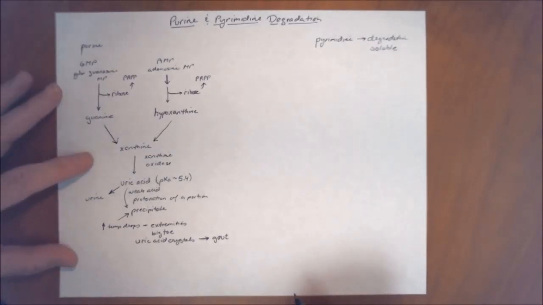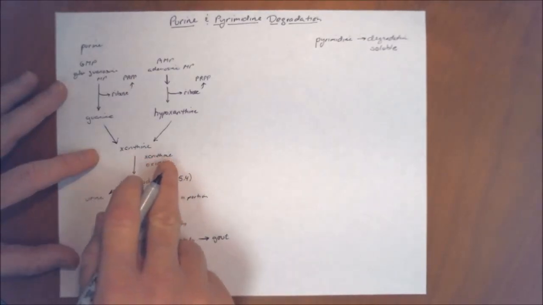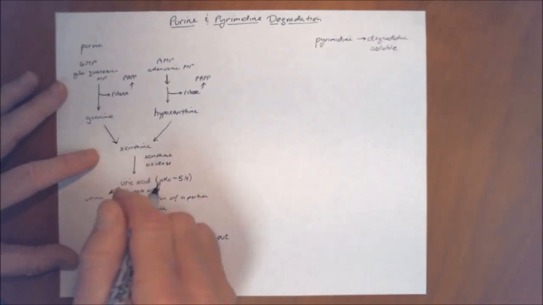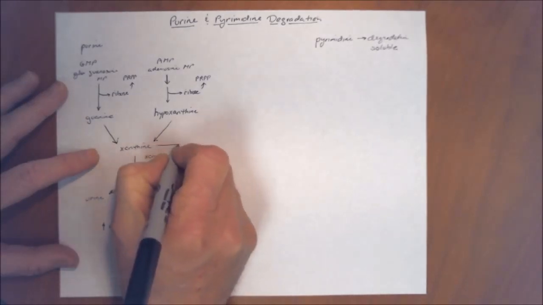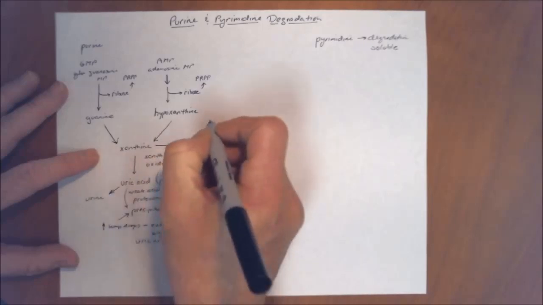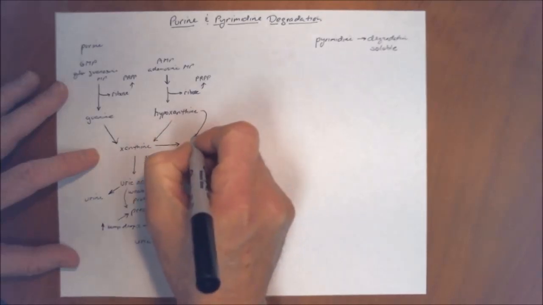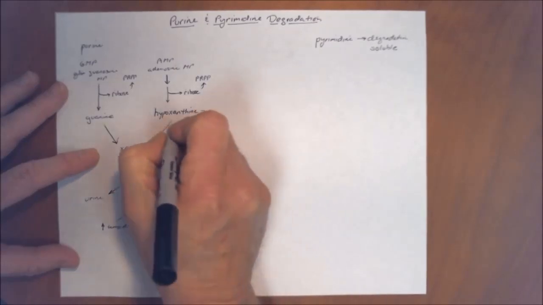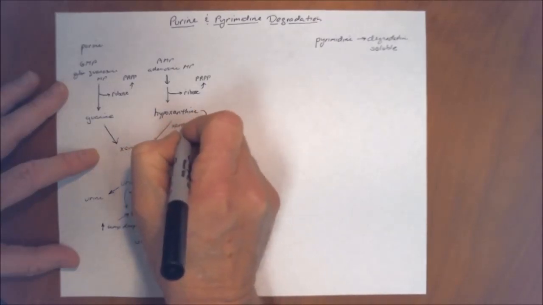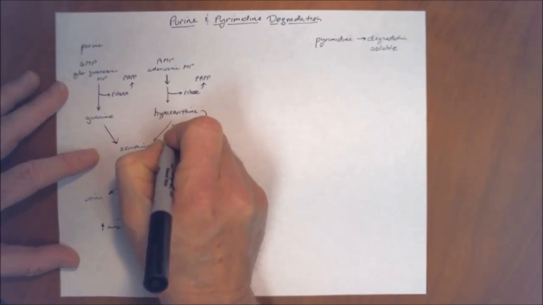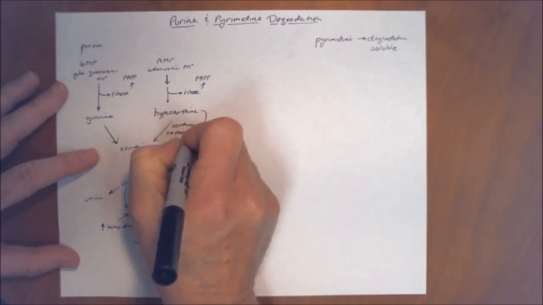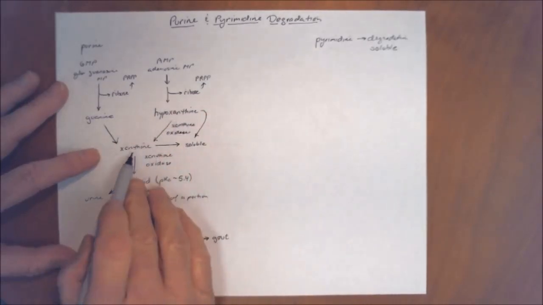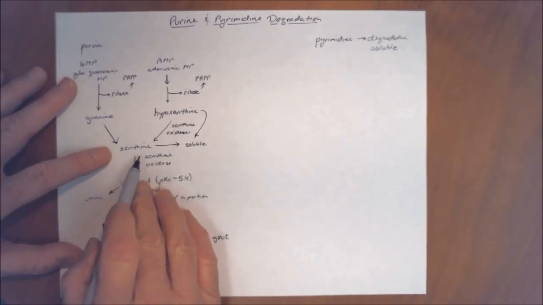Now there's a very simple method to solve this problem, and that's to inhibit the enzyme xanthine oxidase. The reason for that is because xanthine itself, along with hypoxanthine, are very soluble molecules. Make a note here that xanthine oxidase also converts hypoxanthine into xanthine.